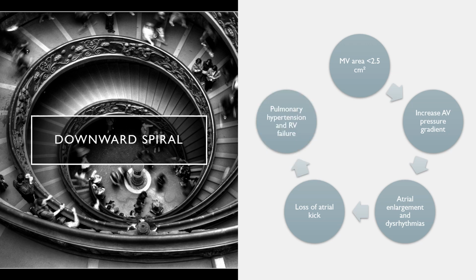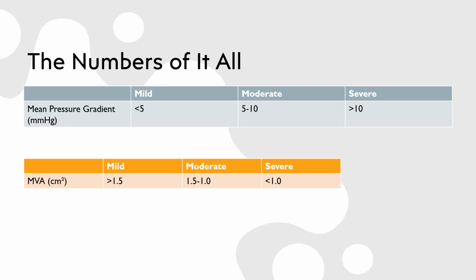Once this loss of atrial kick occurs, pulmonary hypertension and RV failure result. As you can see, this is truly a downward spiral. When looking at an echo report, you'll often see numbers associated with mitral stenosis. The ones that I want you to focus on are the mean pressure gradient and the mitral valve area. They are the most clinically significant in grading the severity of mitral stenosis. When we talk about severe mitral stenosis, we're talking about a mitral valve area less than 1 and a mean pressure gradient greater than 10.